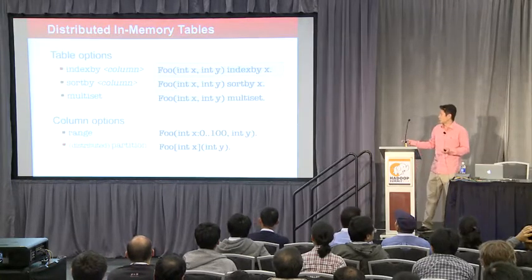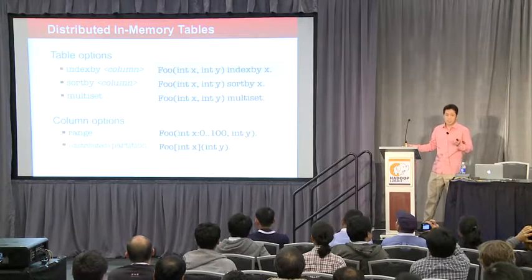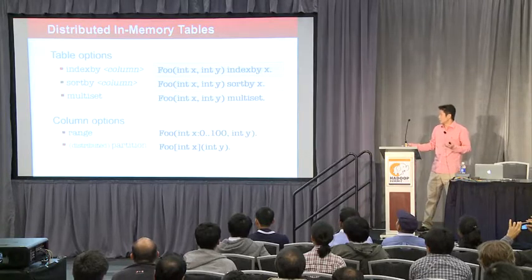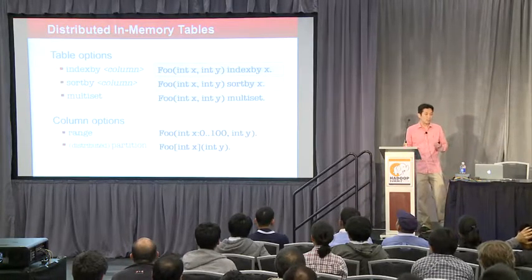We also make it possible for users to control the structure of the table with these table options. You can add indexing to some columns, or you can declare applying sorting to certain columns, or you can declare that this is a multi-set rather than a simple set.